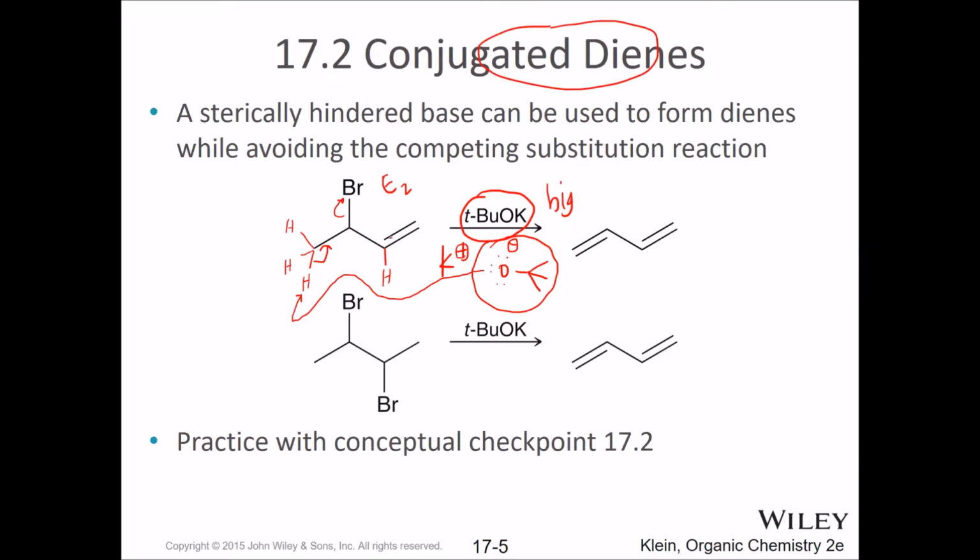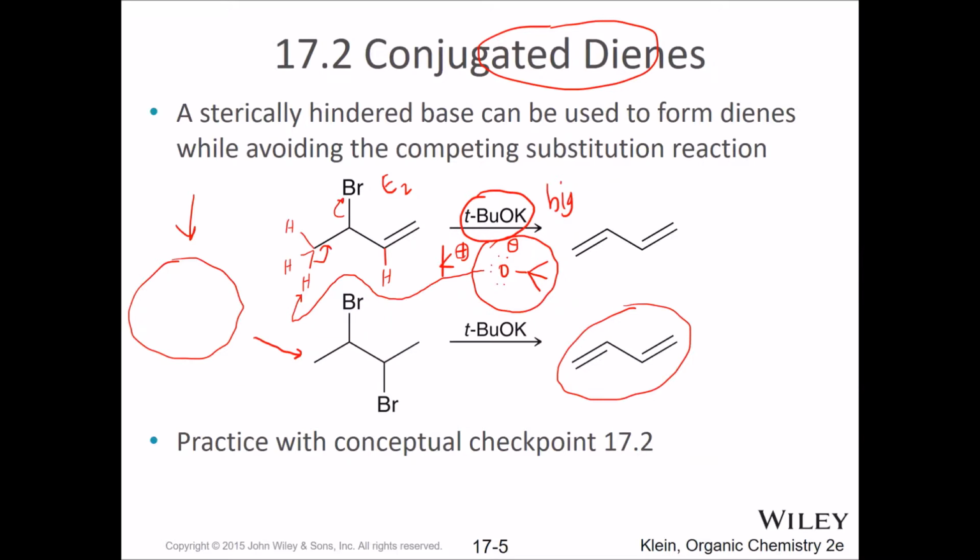You might start with an allylic bromine, or you can start with a dibromide. By the way, one student, John Sennett, is going to say, how do we get that? He's going to be thinking about this right here, and that's smart. How do we get that? Because I'm going to be asking, how do you make this stuff from this stuff? So practice with conceptual checkpoint 17.2.